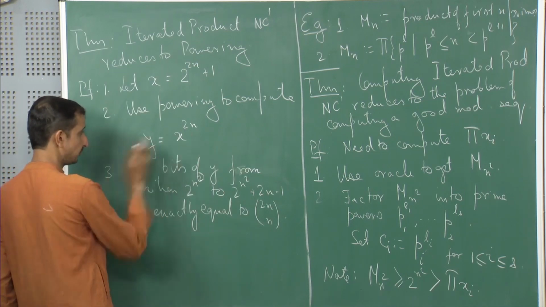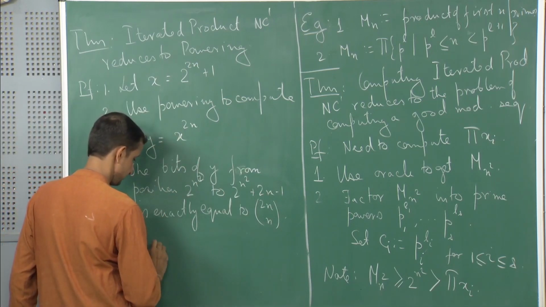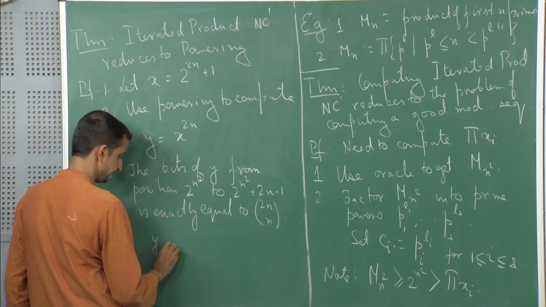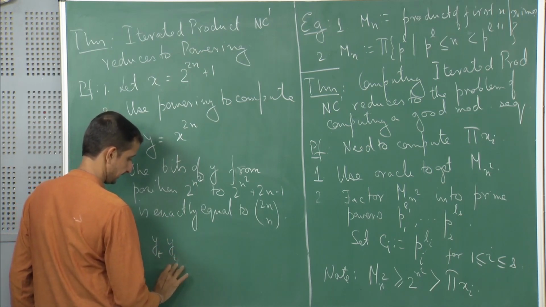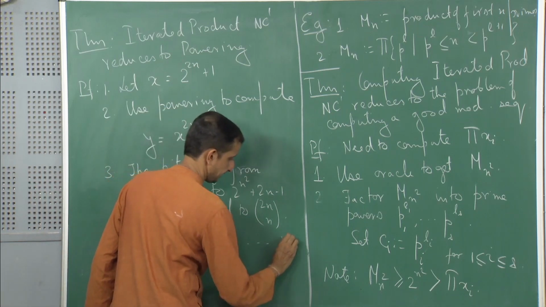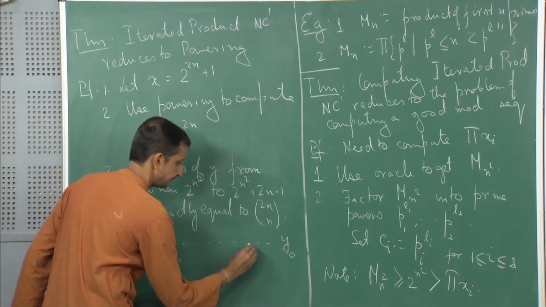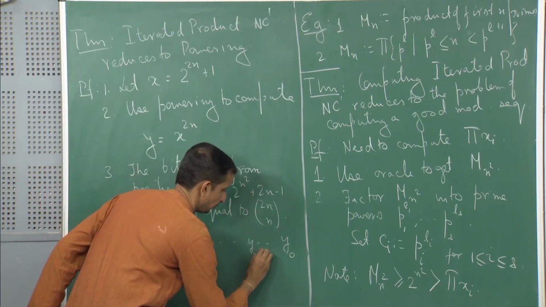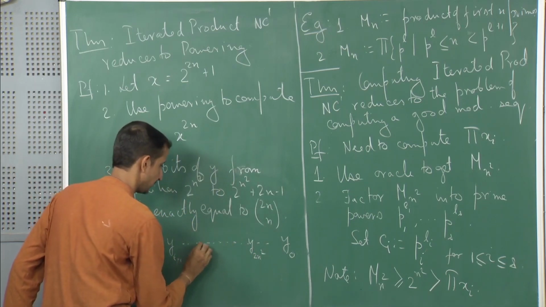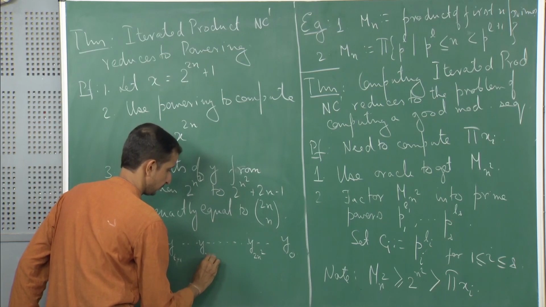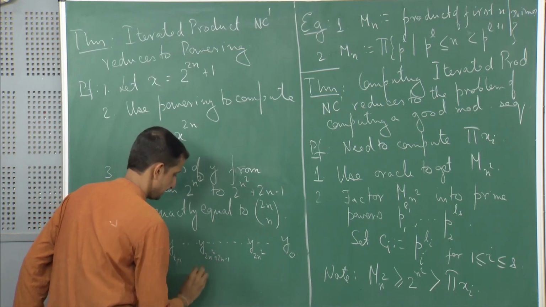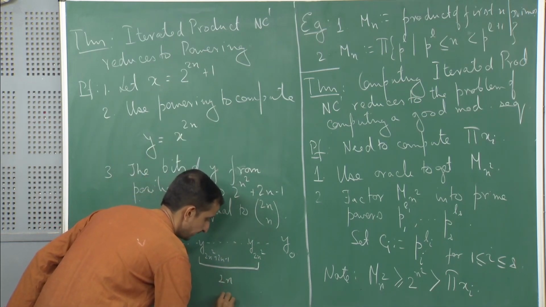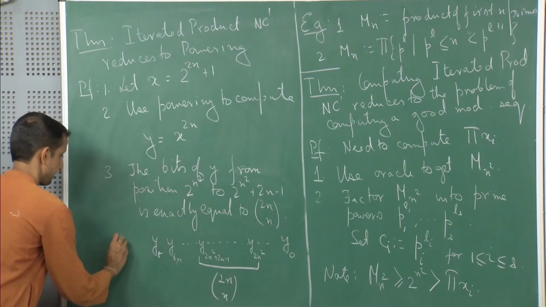So, essentially what I am saying is that if you look at y, okay. So, let us say I look at this y, okay. So, I have my bits of y. So, let us say it is some y t minus 1 up to y 0 I have. Now, look at the position y of 2n square up to y 2n square plus 2n minus 1. So, this term is exactly equal to 2n choose n, okay.